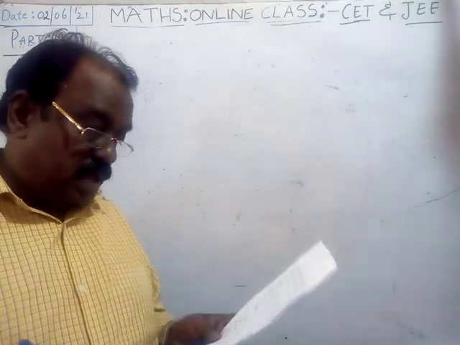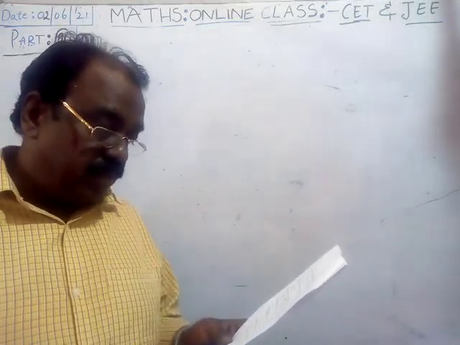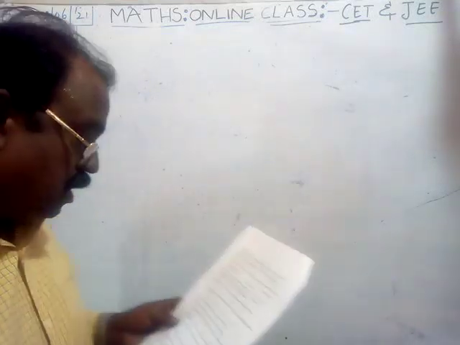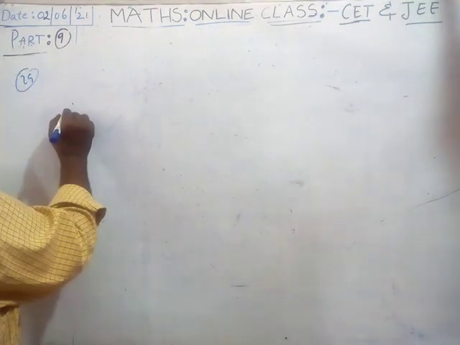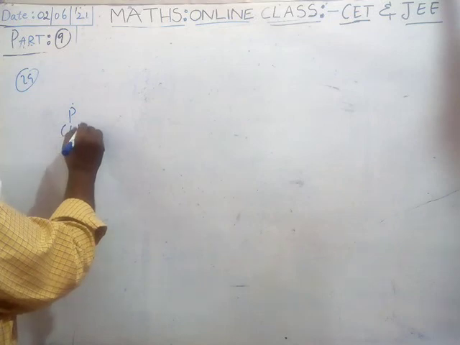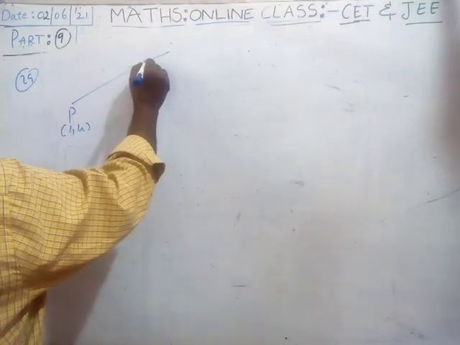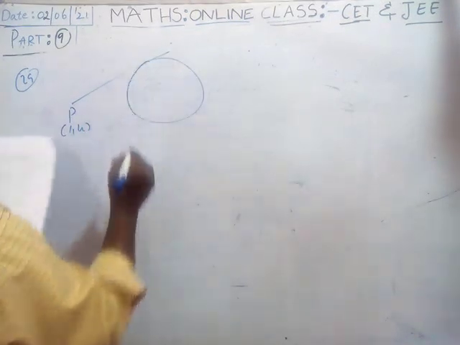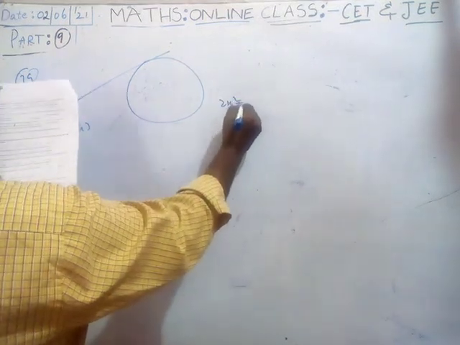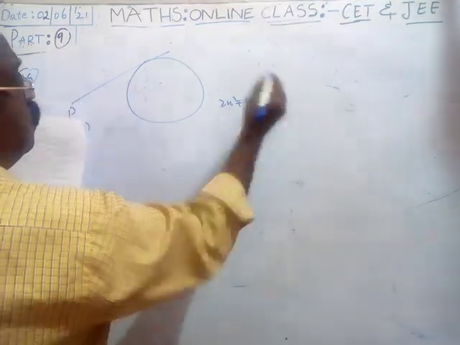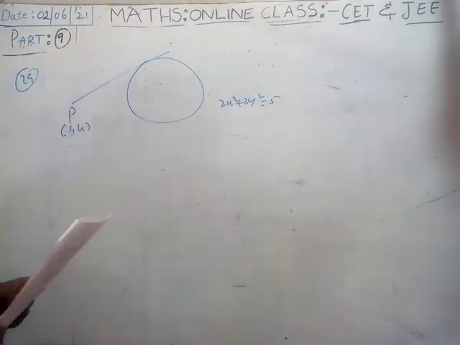Okay then. 29th problem. The length of tangent from the point (1, 4) to a circle. The circle equation is 2x² + 2y² = 5. Now I have to find the length of the tangent.